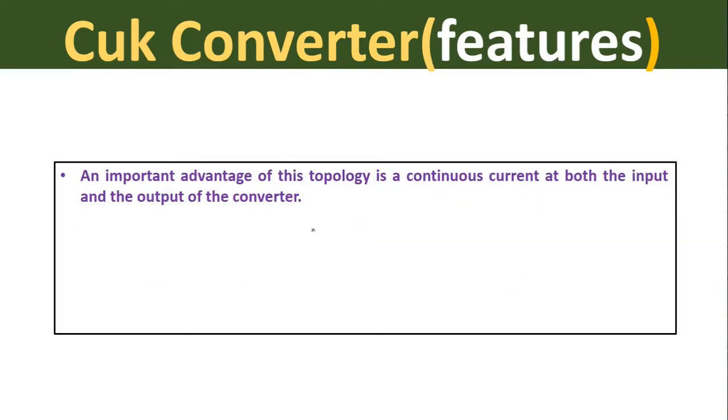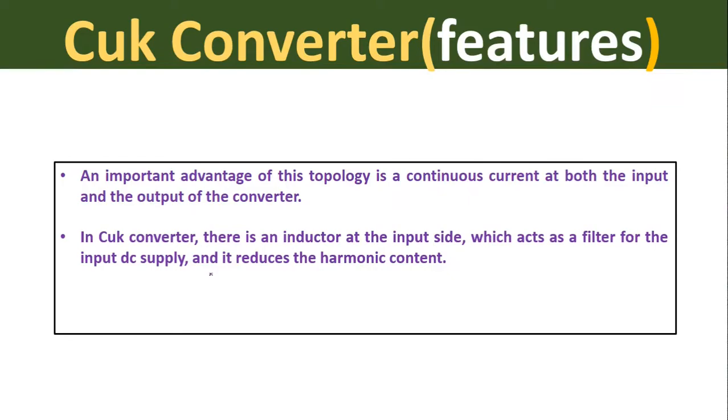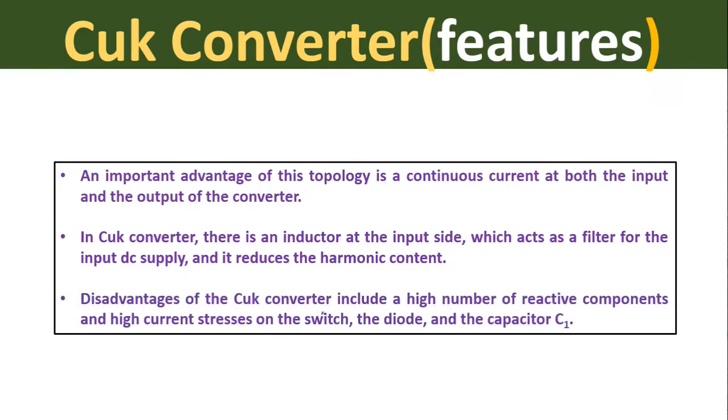An important advantage of this topology is continuous current at both the input and output of the converter. In the Cuk converter, there is an inductor at the input side which acts as a filter for the input DC supply and it reduces the harmonic content. Disadvantages of the Cuk converter include a high number of reactive components, as you can see from the circuit diagram, and high current stresses on the switch, diode and the capacitor C1.